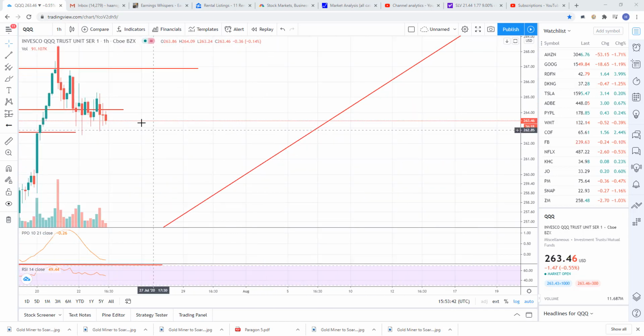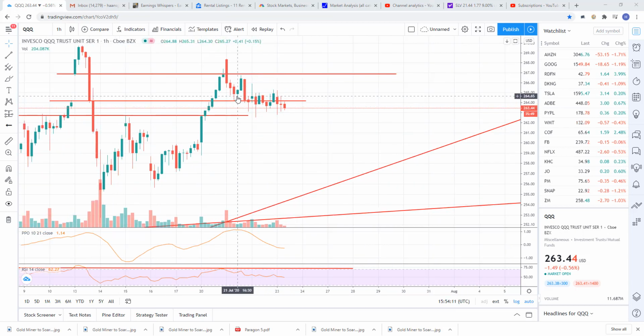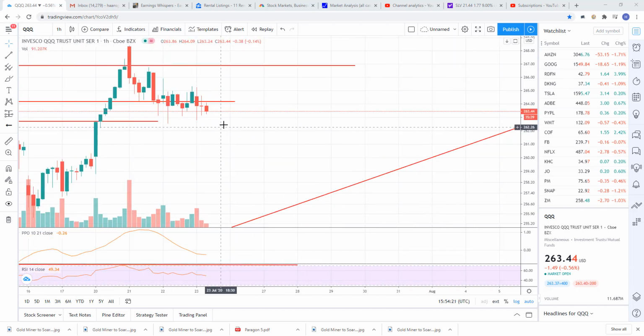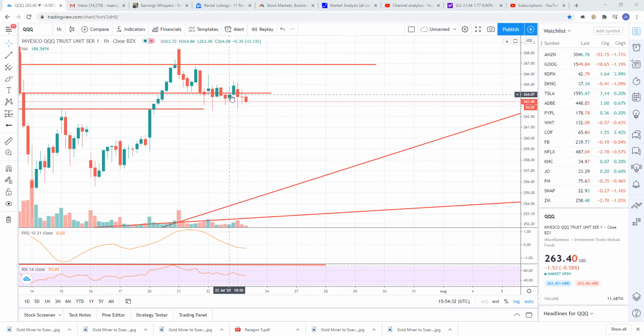But here's the Qs. Now that we're here, the Qs are kind of just chopping sideways a little bit. We had Microsoft earnings yesterday, and we're seeing some weakness in the Qs. The buyers are not stepping in, and it's just chopping around a little bit. So we've got this gap right here at 264.20. You can see they were struggling with the gap a little bit, starting to roll over a little bit. So let's watch this.